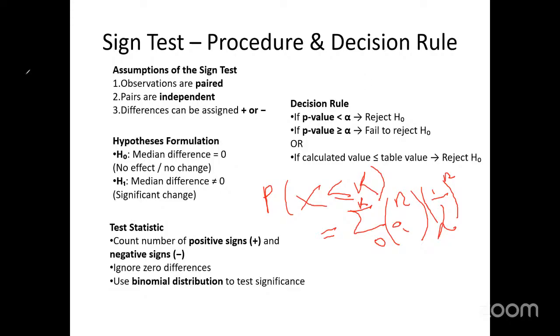So now what is our decision? If the calculated p-value is less than alpha, then we reject the null hypothesis. If the calculated p-value is greater than or equal to alpha, then we fail to reject the null hypothesis. Is this test procedure and decision rule clear? Any question, any doubt? No, ma'am, clear. Okay.